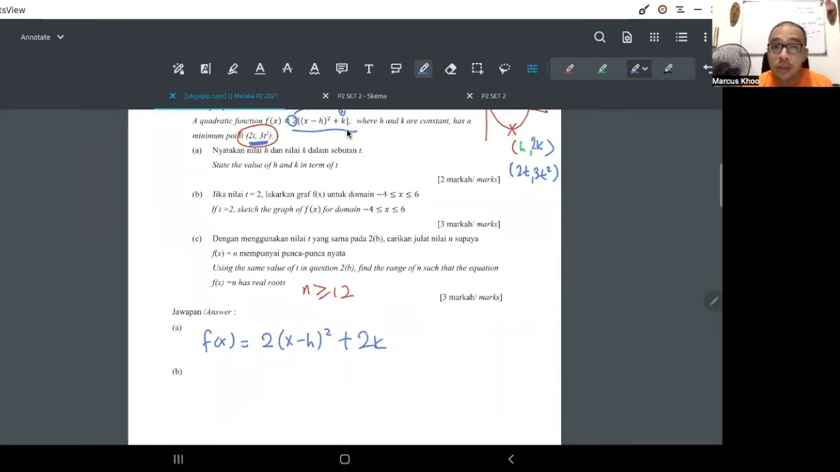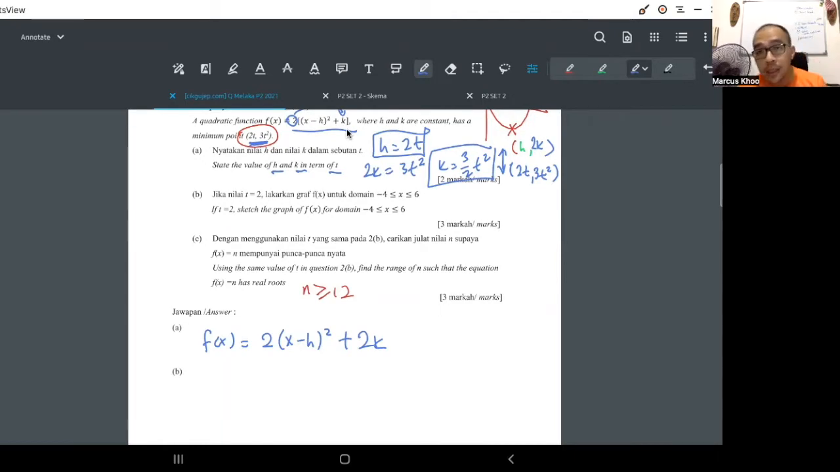And so from there, you can state the value of h and k in terms of t. Because these two are the same thing. So first is h equals 2t and 2k equals 3t squared. So k will be equal to 3 over 2 t squared. Our two answers. This question is too easy, 2 marks only. So I give the answer directly.